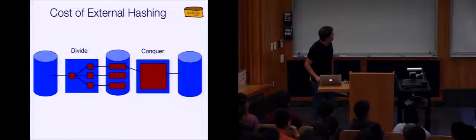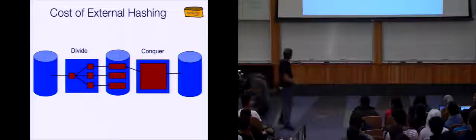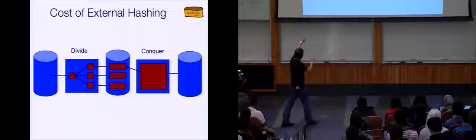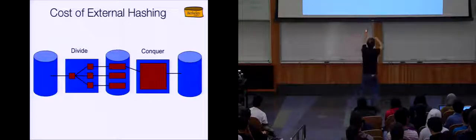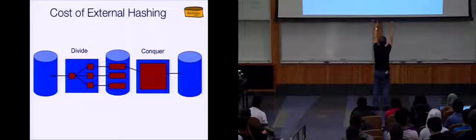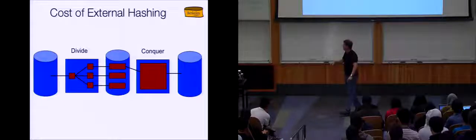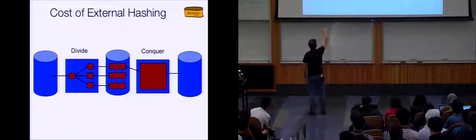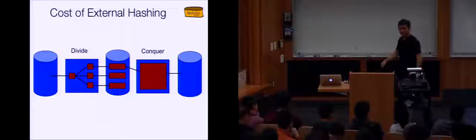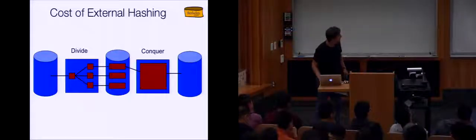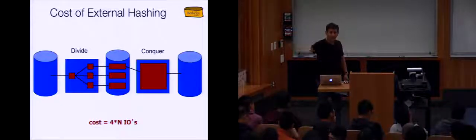Okay. So what does this cost? Well, we have a little schematic this time. We're going to read the file from disk and divide it into partitions. So that's read N, write N. And then we're going to read these things one at a time from disk into memory, building hash tables, read N, write N. The first phase is streaming partitioning. That's like divide. In the second phase, you take a partition and you conquer it with an in-memory hash table. Good? Okay. So the cost is 4N I/Os, 2 passes. Read, write, read, write.